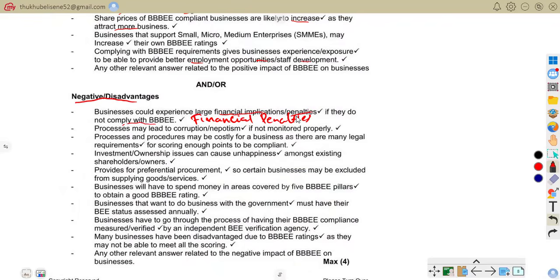We're talking about financial penalties. So non-compliance can be costly.